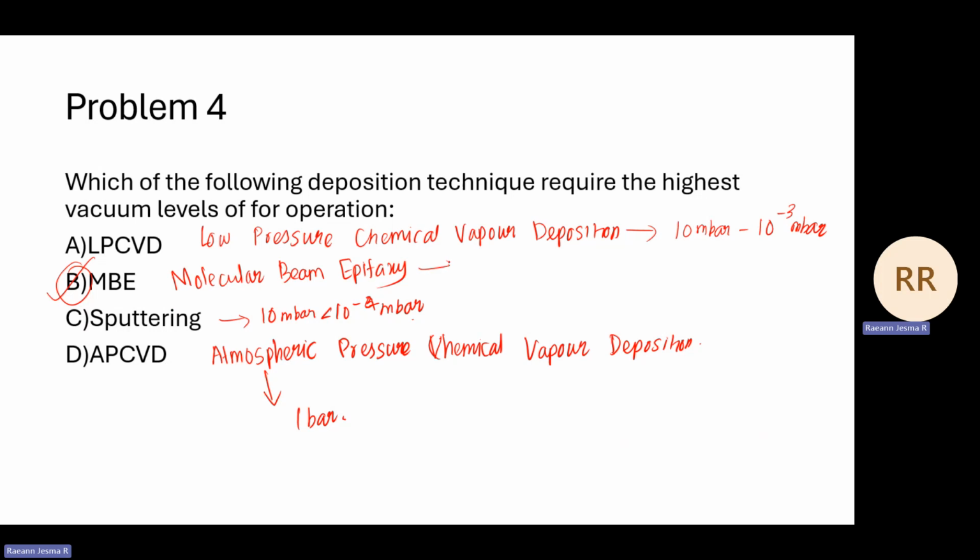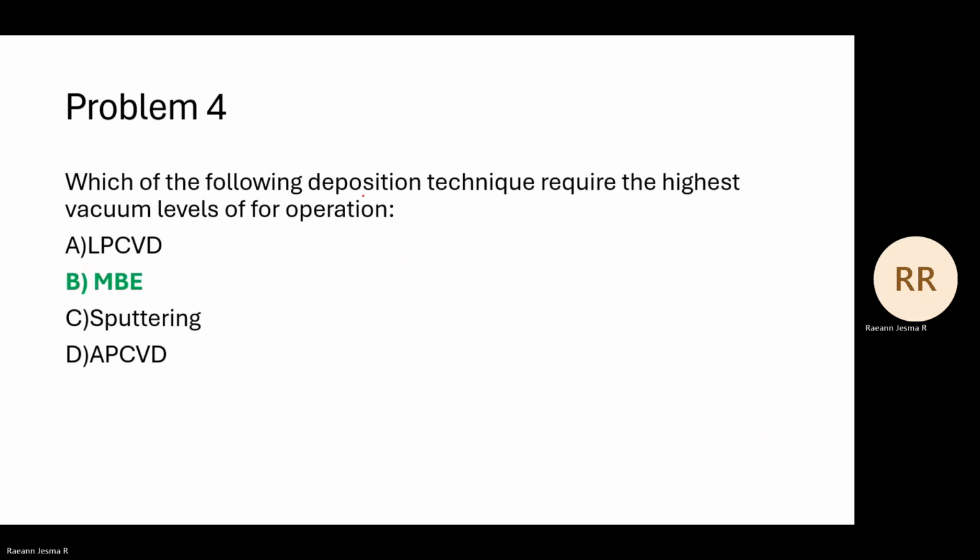In molecular beam epitaxy, where we are doing epitaxial growth, we need very high vacuum, which is 10 power minus 9 millibar to 10 power minus 12 millibar. The answer is molecular beam epitaxy. In sputtering, we do not require that high a vacuum, whereas this kind of vacuum is essential for the deposition process in molecular beam epitaxy. So the answer is molecular beam epitaxy.